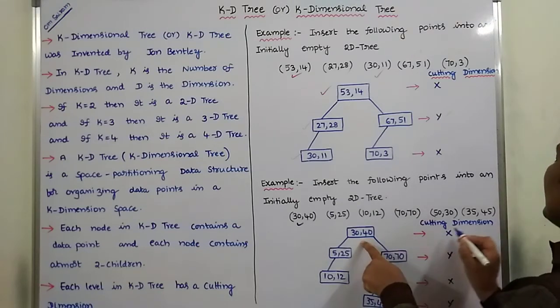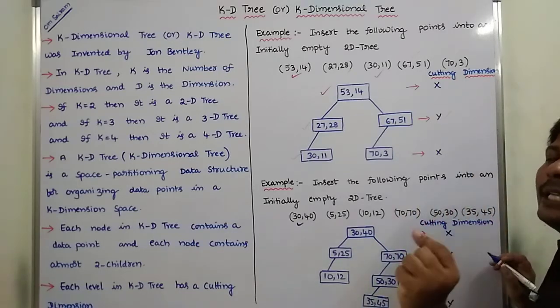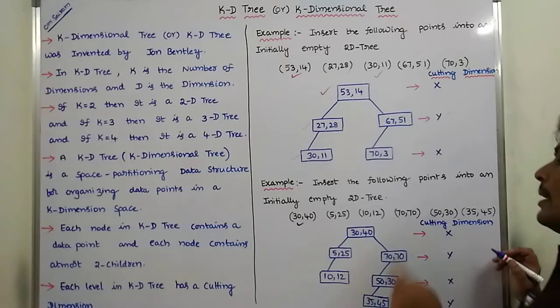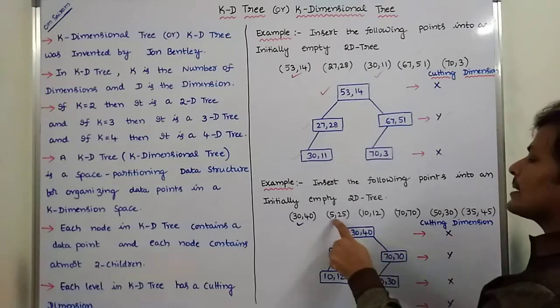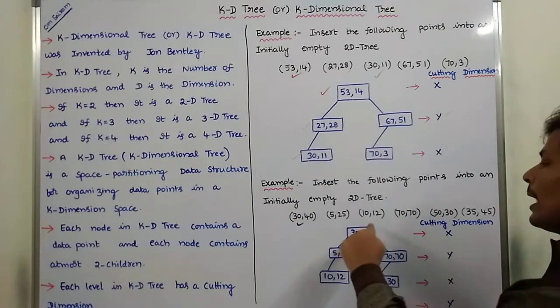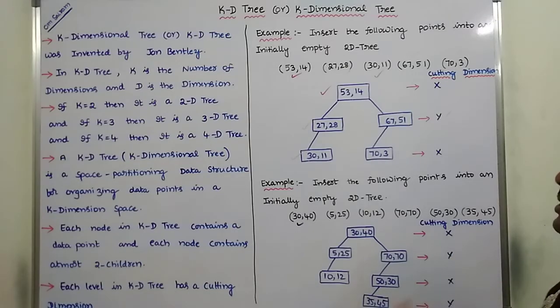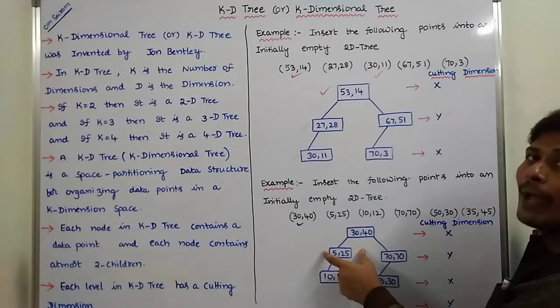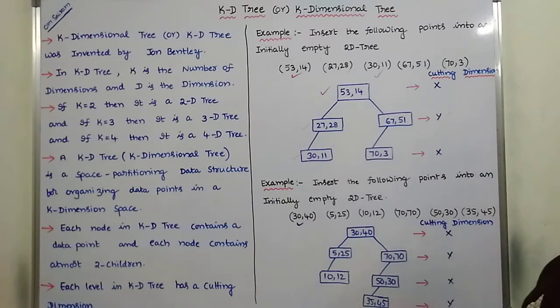Now we are considering the cutting dimension x. That means we are considering only the x coordinate values. So 5 is compared with 30. 5 is less than 30, so go to the left subtree. We are creating a new node and inserting this data point into that node. So now (5, 25) is the left child for the node (30, 40). Okay, so now this is also completed.